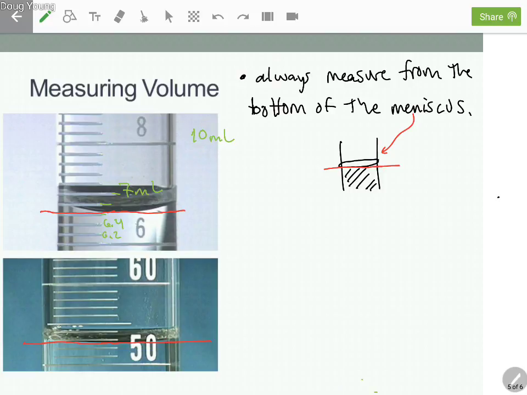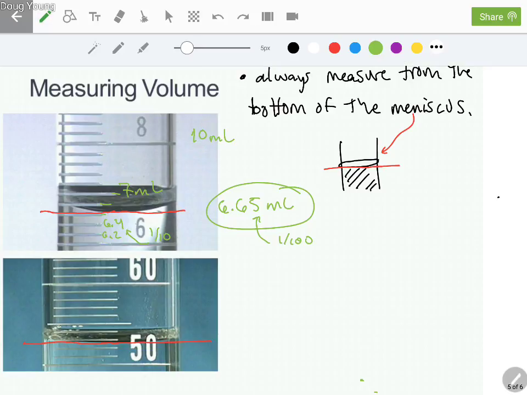So if I look at this, I'm going to say this is 6.6, and it's a touch above that, not quite 6.7, maybe 6.65 milliliters. And that would be my estimation. Because this goes out to the 1/10th place, my answer needs to go out to the 1/100th place. You always need to go one more digit than the gradations on your measuring device.